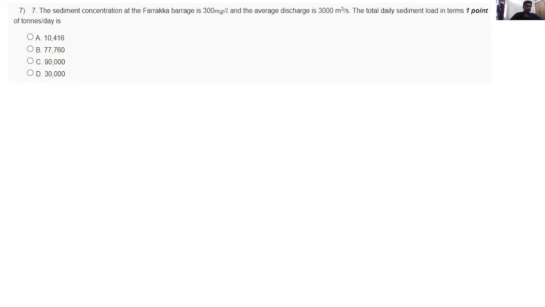Question number 7. The sediment concentration at the Farakka barrage is 300 milligram per liter, and the average discharge is 3000 meter cube per second. The total daily sediment load in terms of tons per day is asked. So it is basically nothing but the multiplication of these two entities that will give us the final answer. The sediment concentration is 300 milligram per liter, discharge is 3000 meter cube per second.